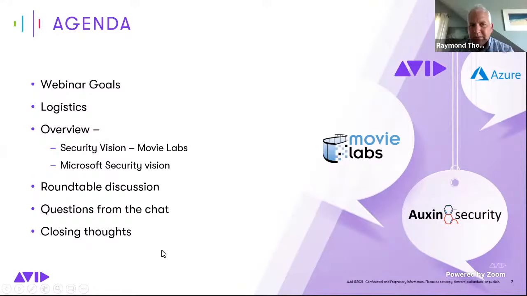So real quick, here's the agenda. We're going to cover the webinar goals. I'll cover some logistics in terms of asking questions you may have throughout the webinar. Then we're going to do a quick overview of some of the challenges, and we'll also talk about the Movie Lab's overall vision, including the more recent paper around security. And then we'll have a roundtable discussion about security in the cloud as a topic. And then we'll take some questions from the group, and we'll finish it off with some closing thoughts.